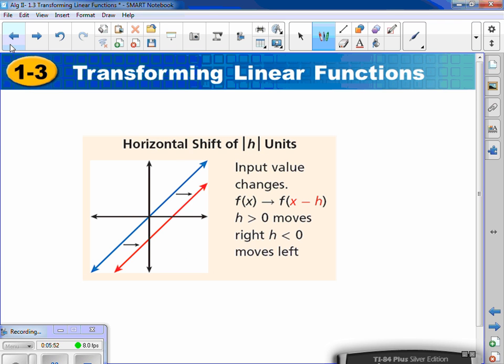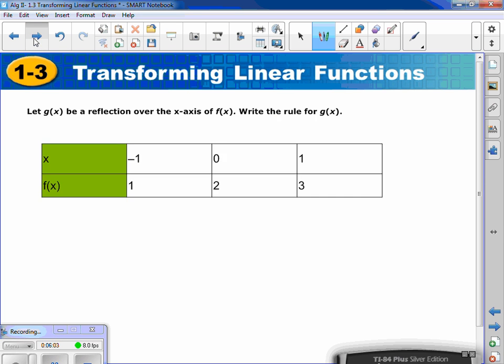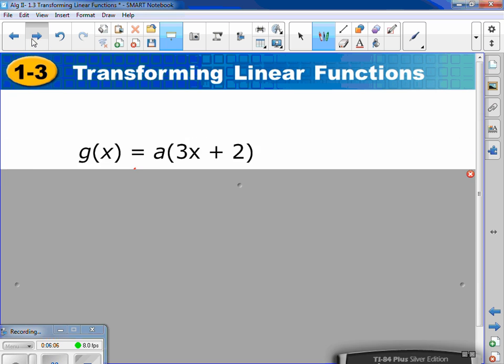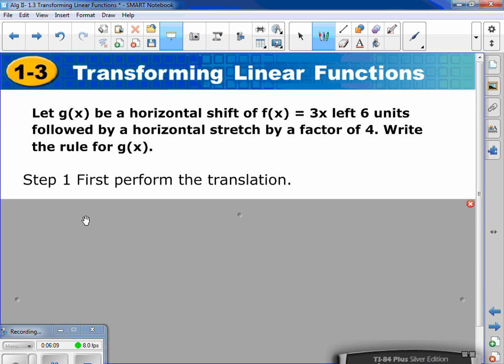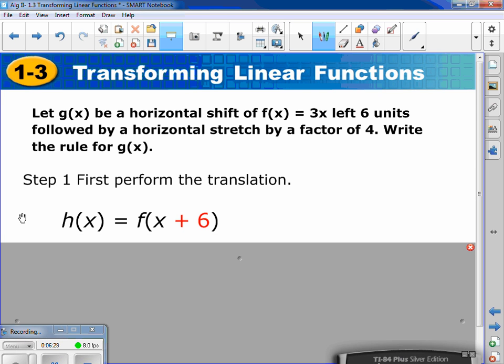A basic horizontal shift: you take f of x and it becomes f of x minus h. Remember, it always has to be x minus. So we're talking about 6 to the left. So we're taking this function here. How would I move it to the left 6? Subtract 6. So it's going to be x minus negative 6. So it becomes f of x plus 6, because the two negatives become a positive.